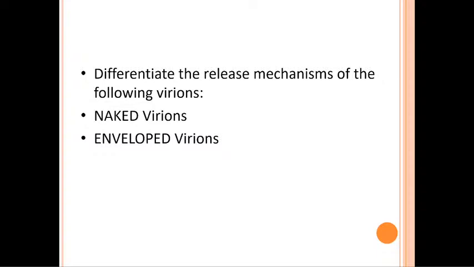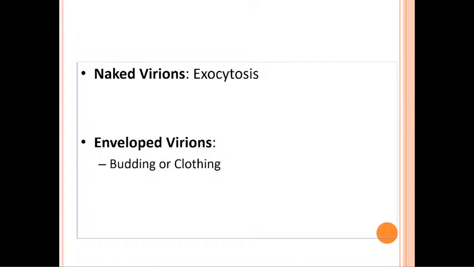Okay? Now, differentiate the release mechanisms of the following virions. A naked virion will undergo exocytosis. Okay? But an enveloped virion will undergo budding or clothing. Okay? So, dadamitan. Okay? So, that's basically what happens.